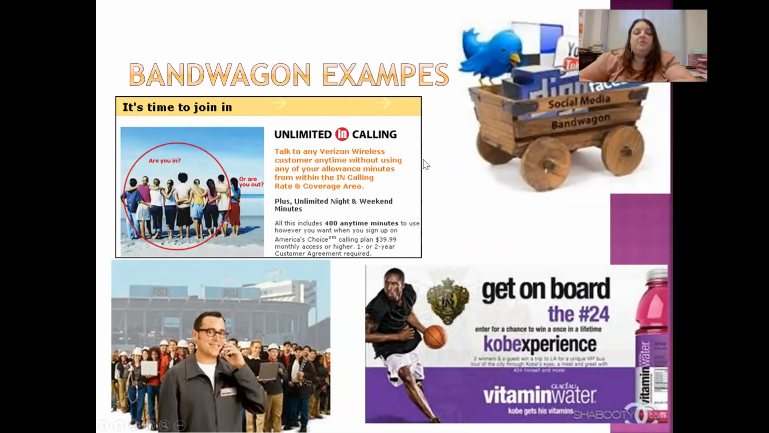Here are a few examples of bandwagoning. Like you have the social media. It used to be MySpace, then it went to Facebook, then it went to Instagram, Snapchat, Twitter.